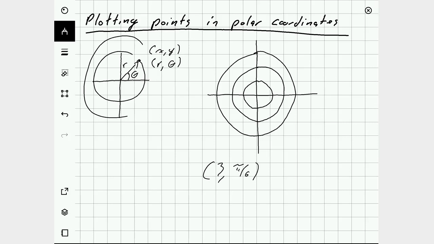Let's say, for example, we want to plot (3, pi over 6). Well, pi over 6 is going to be something like this first line. So I'm just cutting each of these quadrants in 3. That was really bad. Let's try that one again. Cutting each of these quadrants in 3 so that I get 30, 60, 90, which is pi over 6, pi over 3, pi over 2. And then count out 3 concentric circles to get a point right there.